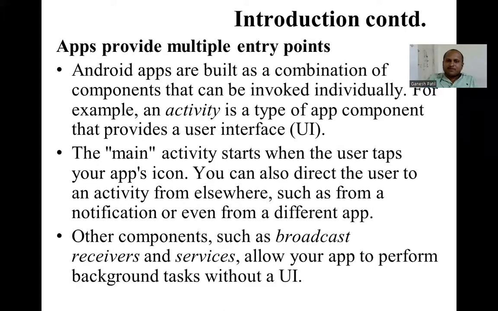Apps provide multiple entry points. Android apps are built as a combination of components that can be invoked individually. For example, an activity is the type of app component that provides a user interface. Already I told you, the main activity starts when the user taps your app icon. You can also direct the user to an activity from elsewhere, such as from a notification or even from a different app. Other components such as broadcast receivers and services allow your app to perform background tasks without a UI.